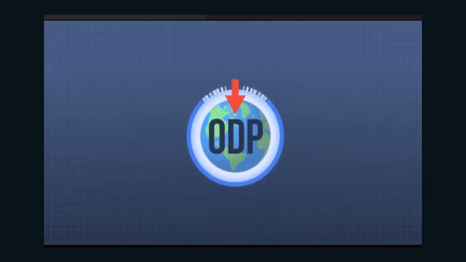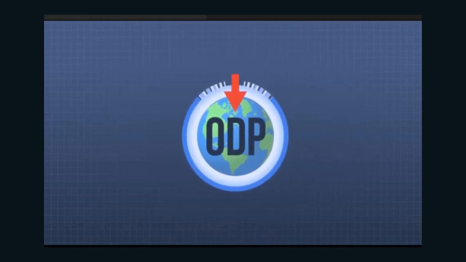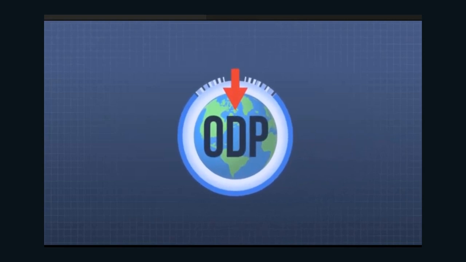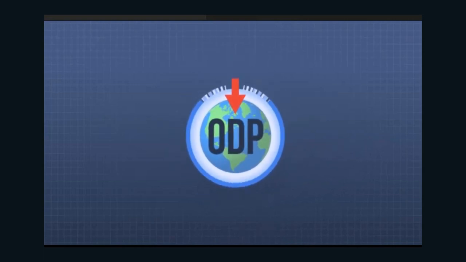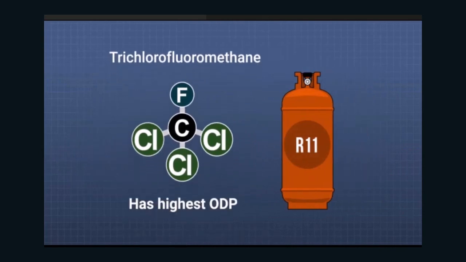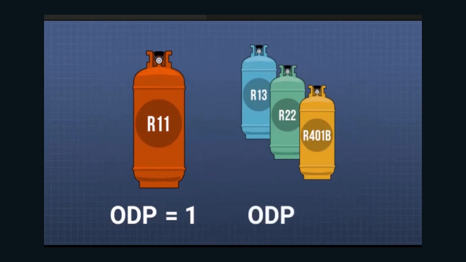A refrigerant's ozone depletion potential, or ODP, indicates its ability to destroy ozone in the Earth's upper atmosphere. These values are relative to the ozone-destroying ability of trichlorofluoromethane, R11, which has the highest ozone depletion potential amongst traditional refrigerants due to the presence of 3 chlorine atoms in its molecule. R11 has an ODP of 1, and other refrigerants have ODP values less than 1.